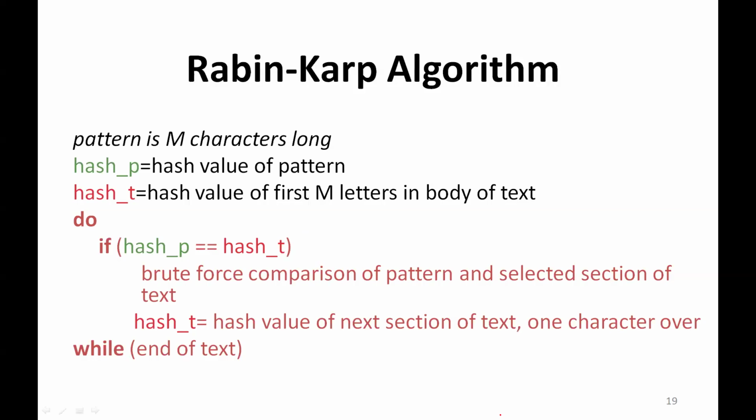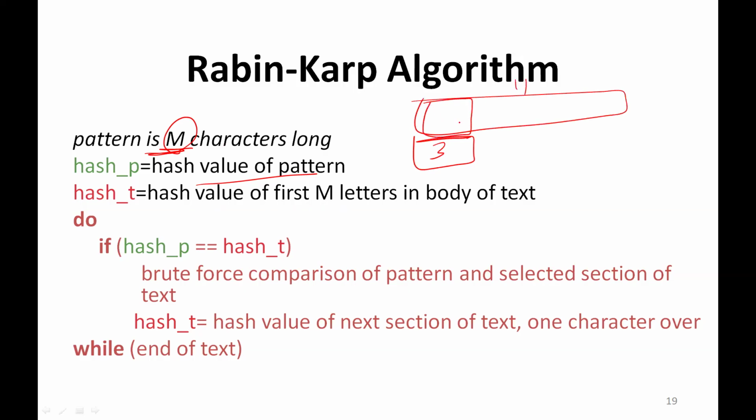And suppose that hash P is the hash value of the pattern P. And hash T is the hash value of the first M letters in the body of the text. So you have to find two hashes. One is the hash value of the pattern which is M characters long. Then we find the M characters because we have, say, 3 characters in the pattern and we have total maybe 11 characters. So only the first 3 characters have to be checked, right?